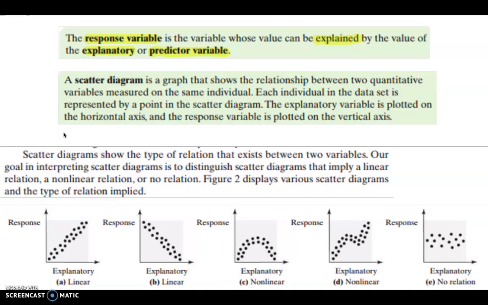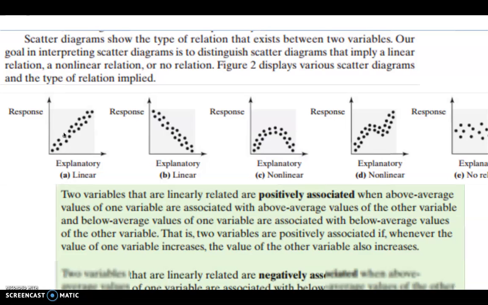And then the scatter diagram, this hopefully is not anything new. You've probably seen these before. It's just a graph that shows the relationship between two quantities measured on the same individual. Each individual in the data set is represented by a point on this scatter diagram. The explanatory variable is on the horizontal axis, and the response variable is on the vertical axis. You can kind of think of those as independent versus dependent. Again, the explanatory variable explains the value of the response variable.